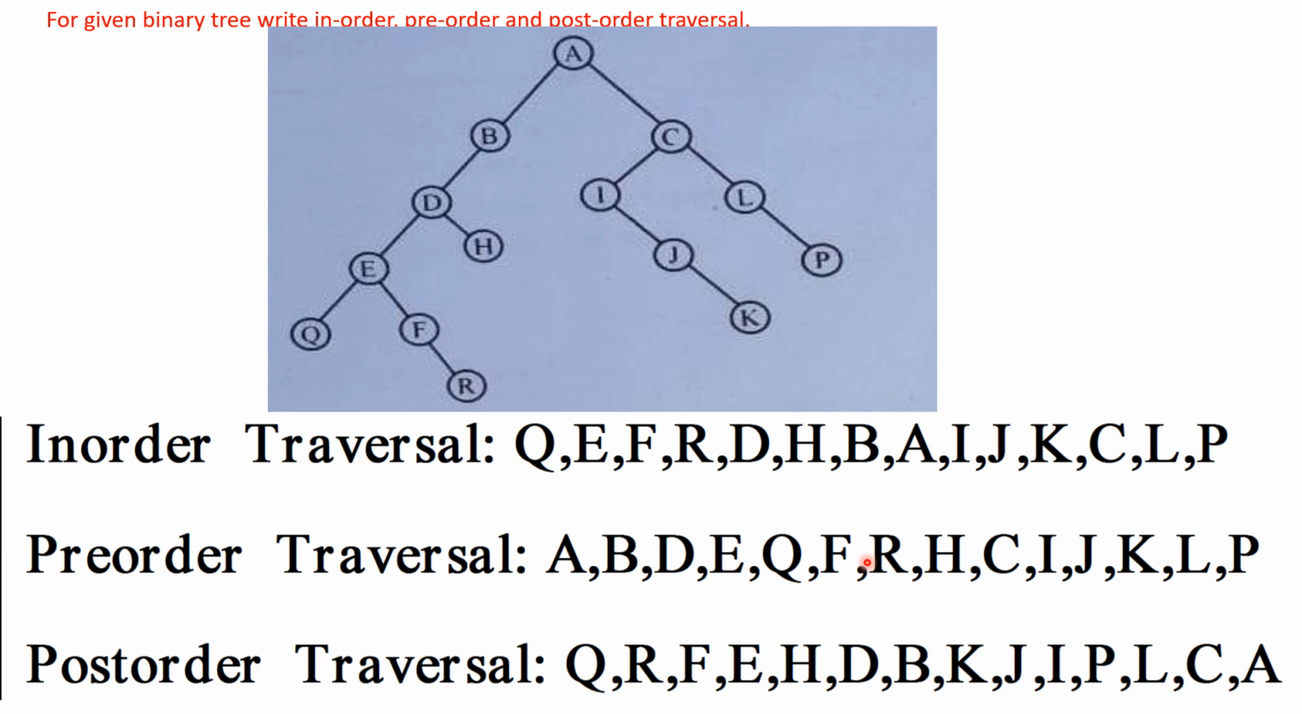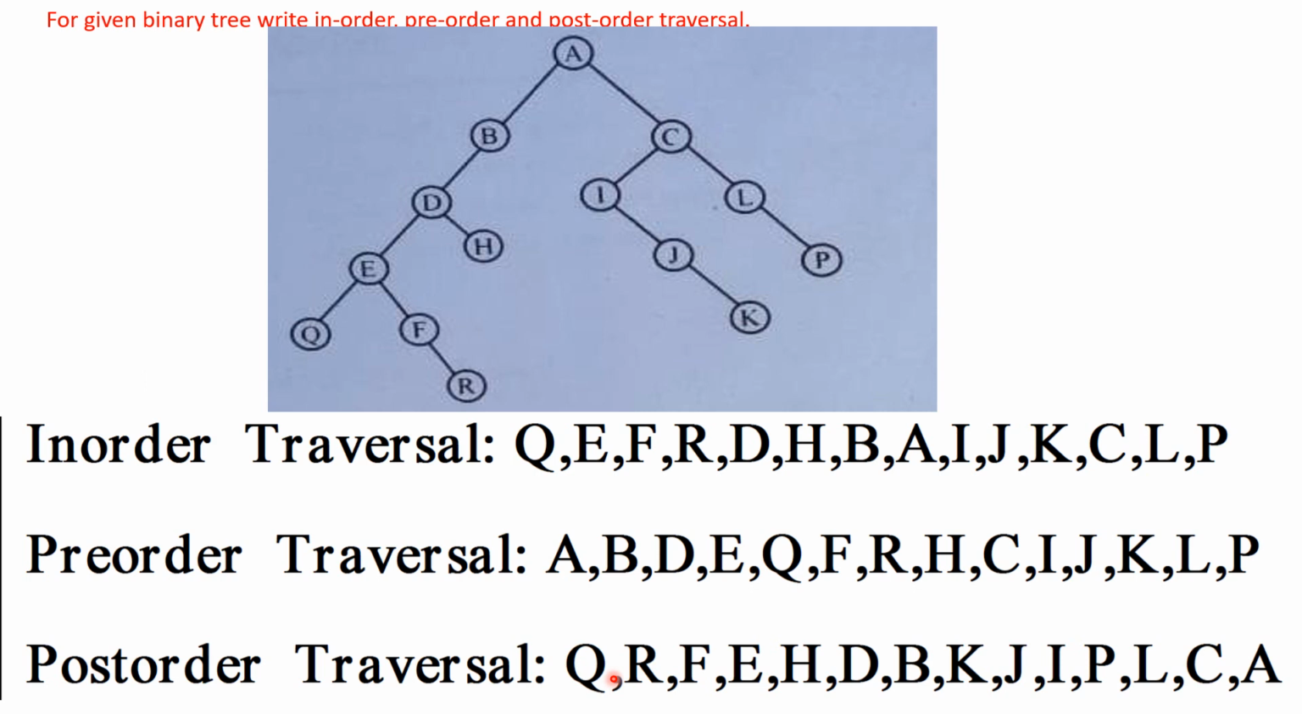Okay. Now at the right side, the right side of the subtree is H, then C, then I, J, K, then L and P. It means L and P. Means first we have to traverse the left and then the right. Then post-order means left, right, and then the root node.